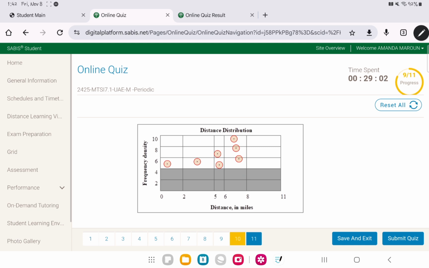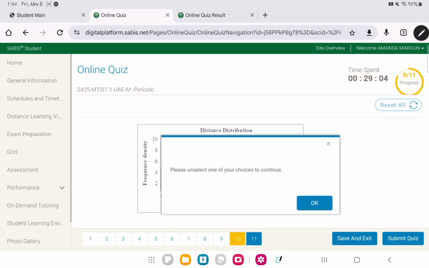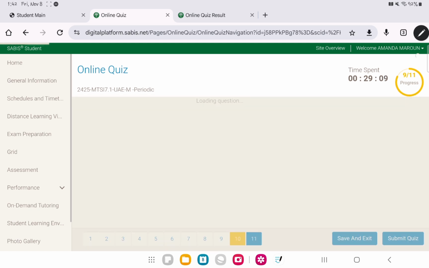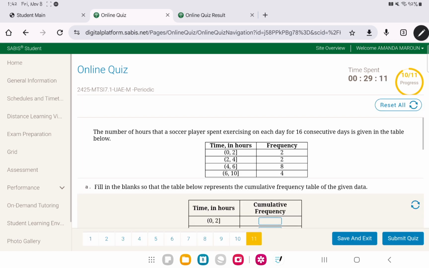You don't put anything. Now, to double check, you can click here. It will say, please unselect one of your choices to continue. So that means it is correct. Now we move on to the last question.